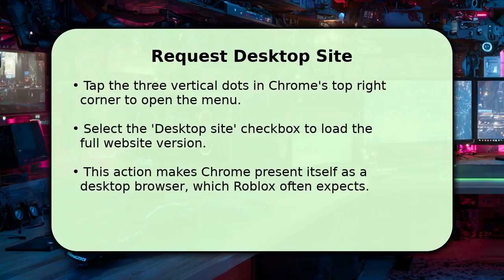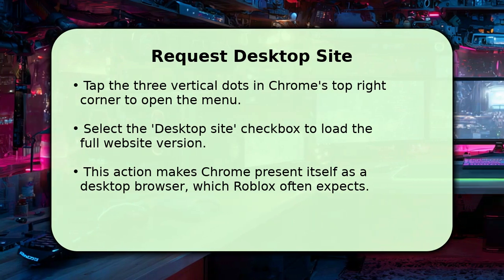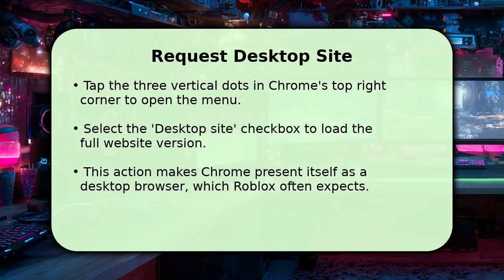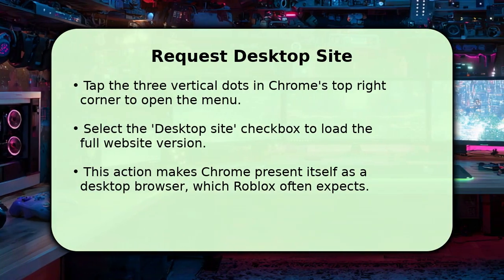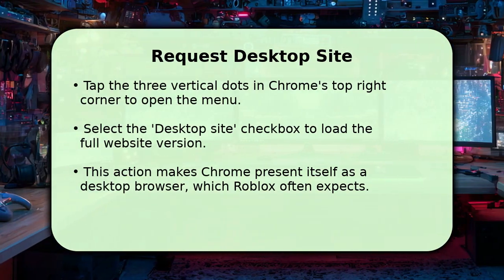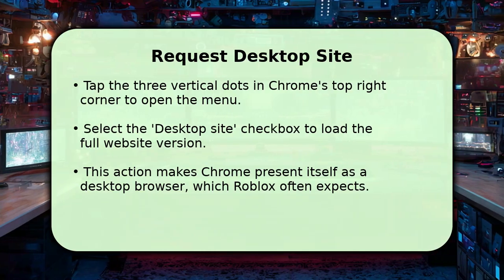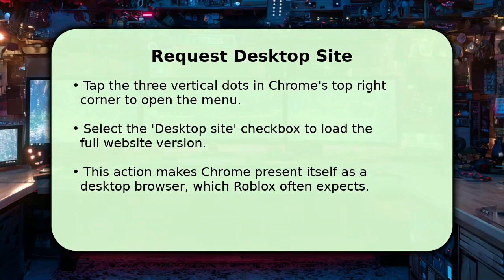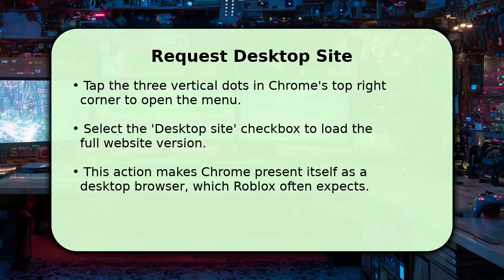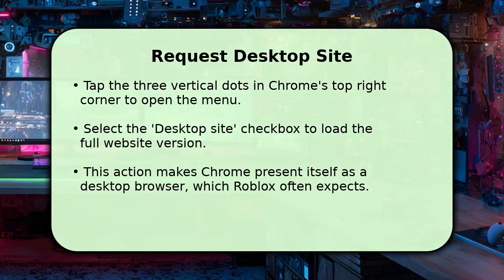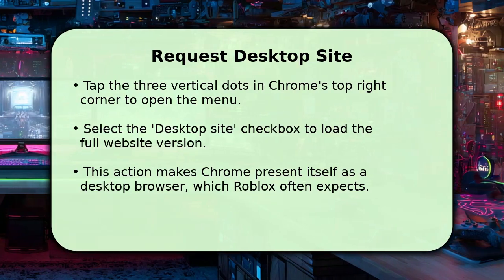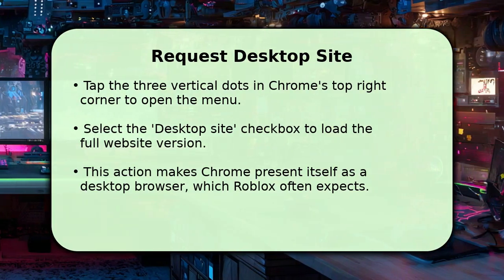Once on the Roblox website, you will need to trick Chrome into thinking it's a desktop browser. Tap the 3 vertical dots in the upper right corner of your screen to open the Chrome menu. Then, find and select the desktop site option from the drop-down list. This crucial action tells Roblox to display the full desktop version of its website, which is necessary for the game launcher to function correctly on your Android device.